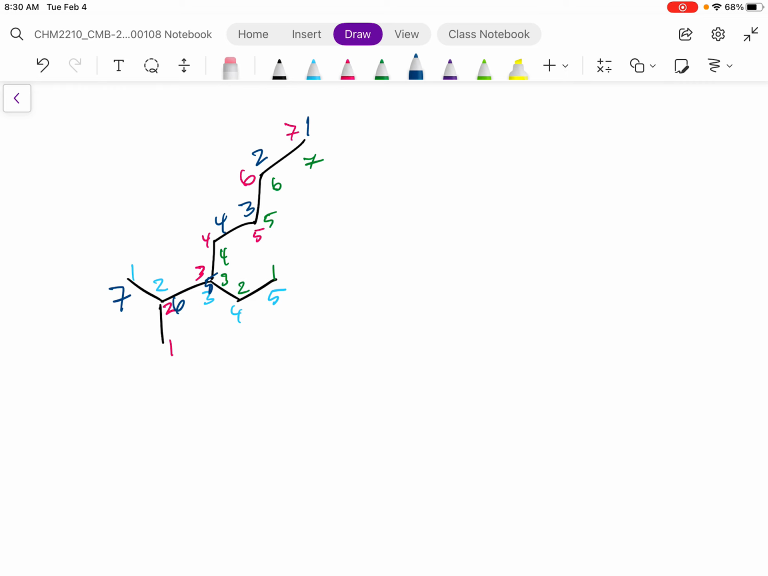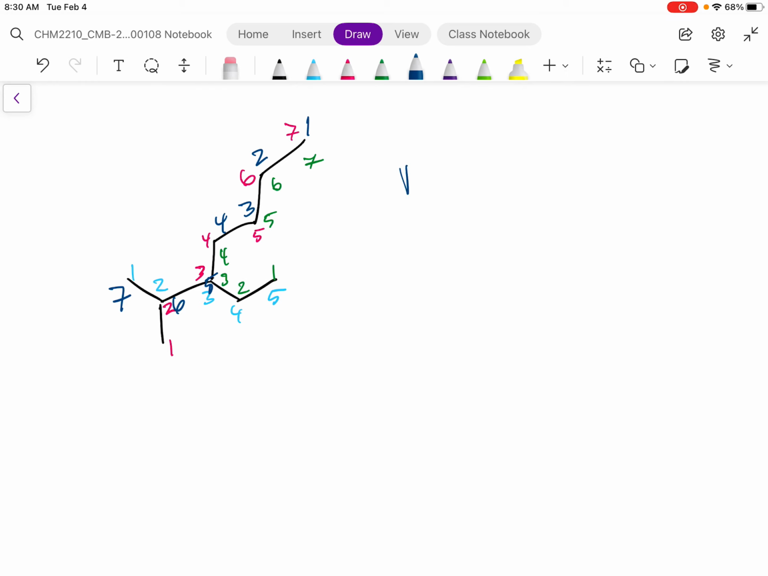Do you see how I am looking at every possible path that you can take? And so after going through every possible path, I can say, well, clearly I know that 7 is the longest one. Now, which numbering scheme of the 7s? We will get to that in a minute because there's a rule for that. But the first thing that you need to figure out is what is the longest continuous chain. And so that tells us our parent name.